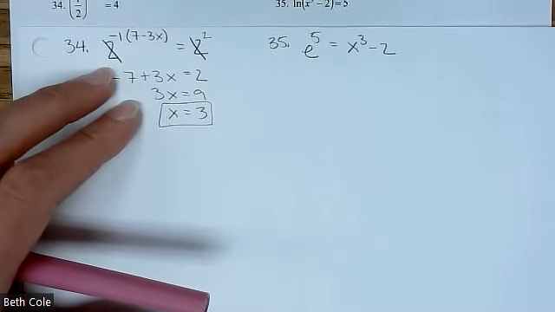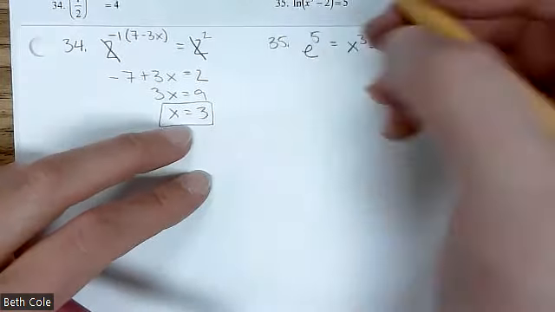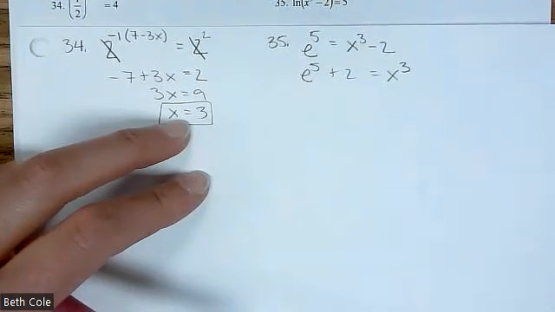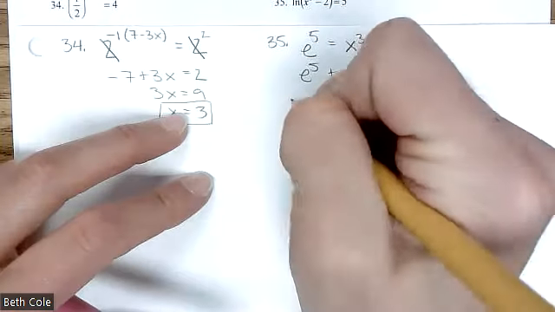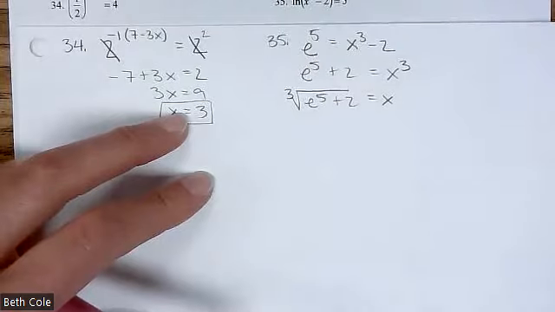And then what? You want x alone, so +2. Still want x alone, that's your goal. Cube root. So it's the cube root of e to the 5th plus 2. And that's what you're going to put in your calculator.